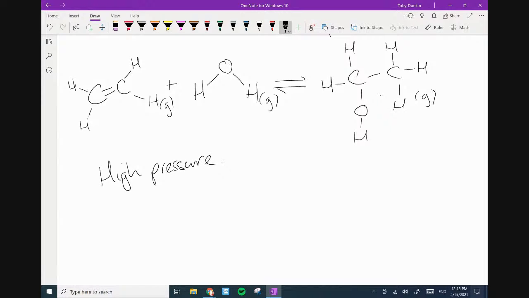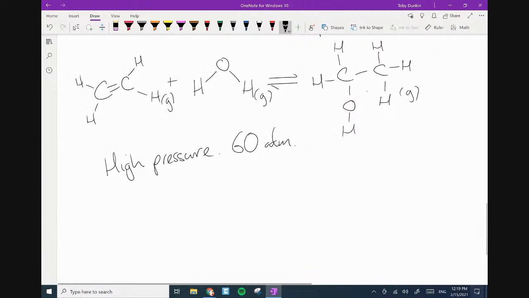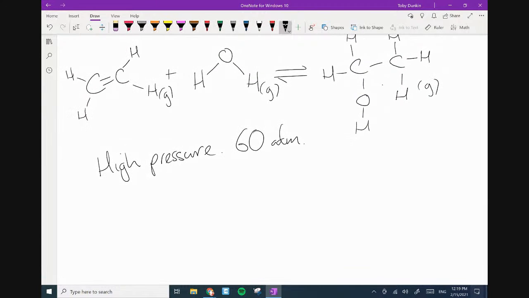We actually use 60 atmospheres for this. That's pretty high. A deodorant can is about 3 to 4 atmospheres. A car tire has something similar. But 60? If you go diving, that's 600 meters underwater. So this is high.